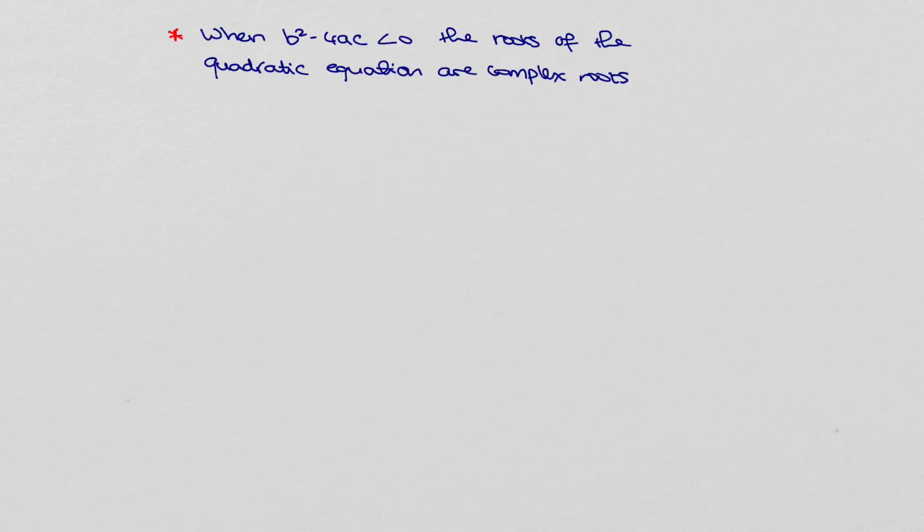So this means that when b squared minus 4ac is less than 0, the roots of the quadratic equation have to be complex roots, so that we can deal with this square root of a negative number. So if, for instance, we're asked to solve this quadratic equation, instead of seeing x's in it, we're going to see z's, because we're going to be dealing with complex roots, and we treat it exactly the same as any other quadratic equation. But what we'll notice is that we will never be able to factorize.